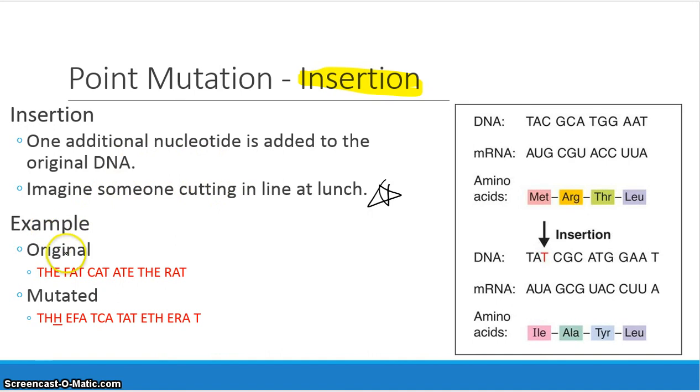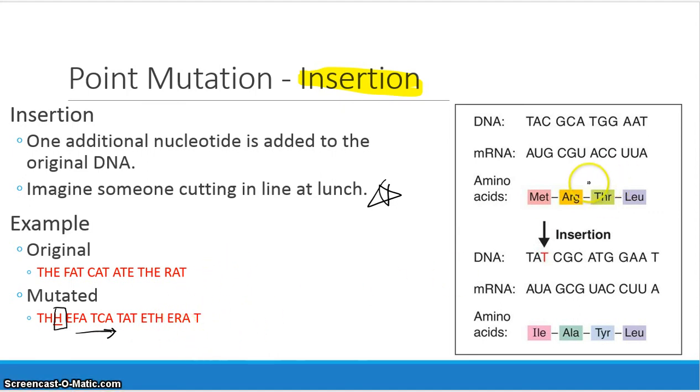Okay, so let's go back to our sentence of the fat cat ate the rat. Here, we're not changing one of these letters. Instead, we're adding a whole new letter to that sequence. Okay, and what that does is it shoves every letter behind this H back one, just like that person that cut in front of you in the line pushed you back one further spot.